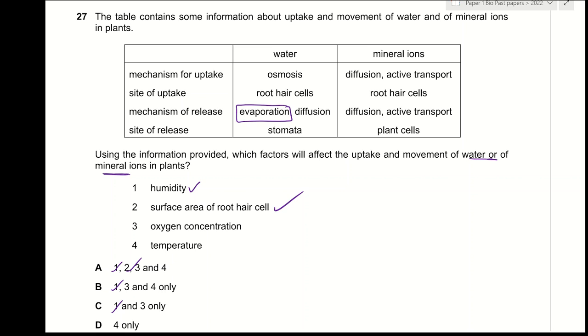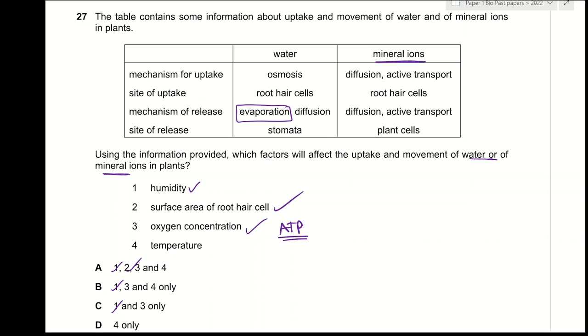Part 3. Oxygen concentration. Oxygen concentration is correct. It will affect the rate of uptake of mineral ions only, not the water. The reason for this is, as we all know, mineral ions enter the root hair cell by active transport. And this active transport requires ATP.